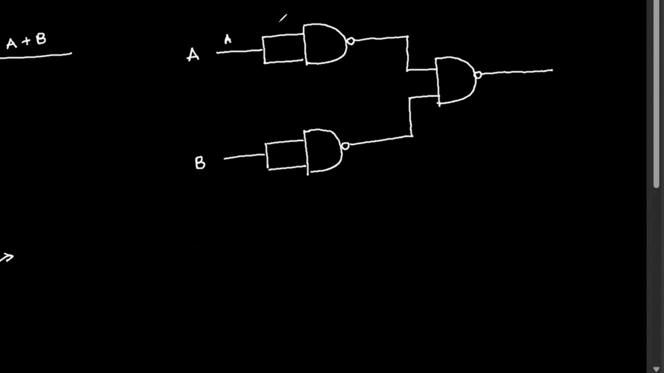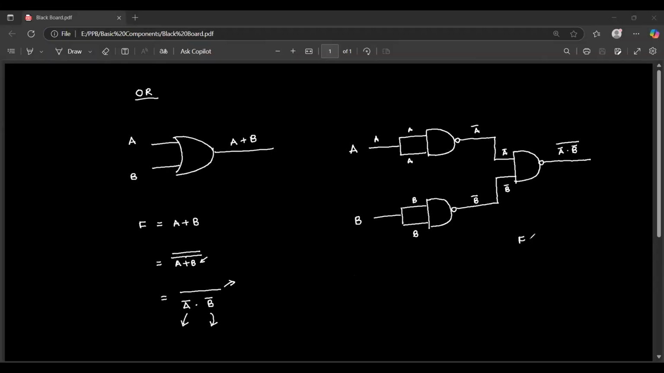So we have A here, A here, and since this is acting as a NOT gate, it will be A bar. Similarly, B here and B here, this is B bar, and here we have A bar and B bar. So the output will be A bar dot B bar whole thing bar. If I break it, I will get A double bar plus B double bar, and the output will be A plus B. That's it. I hope you understand this.